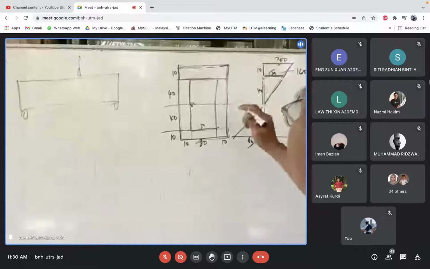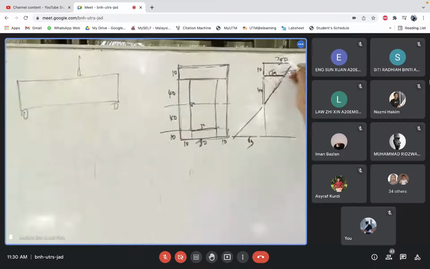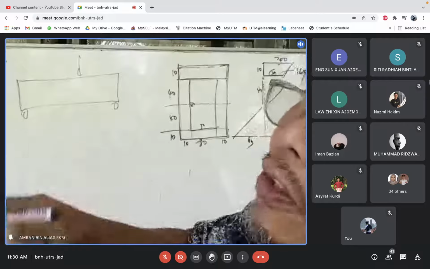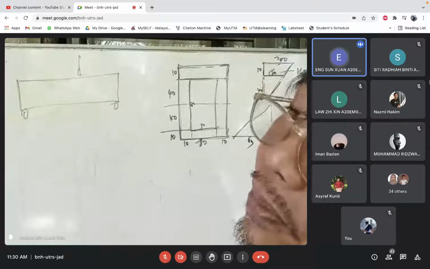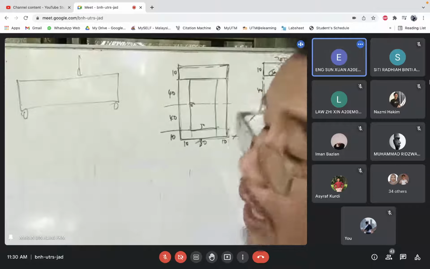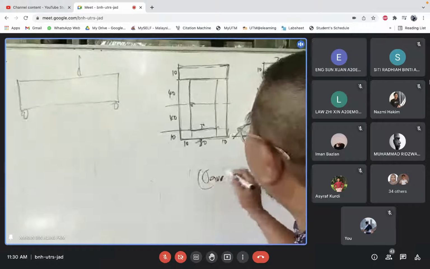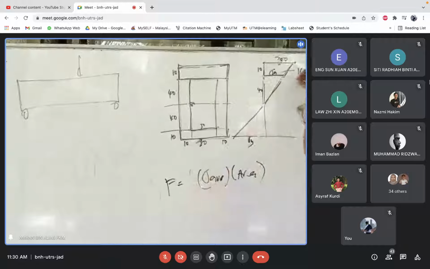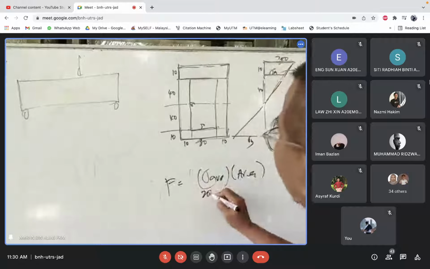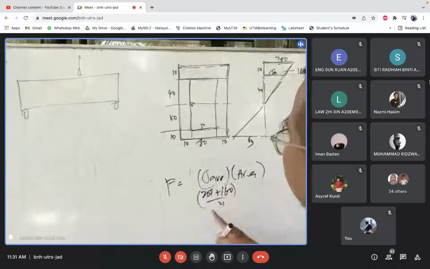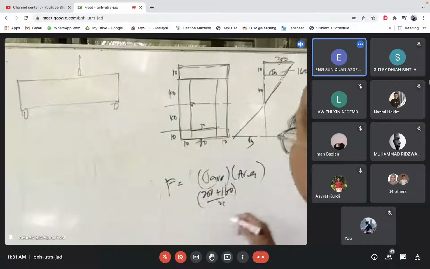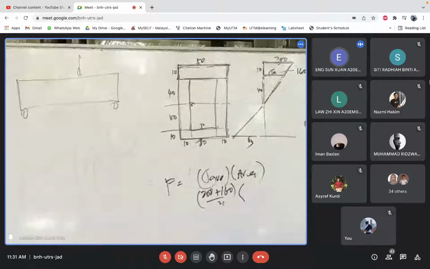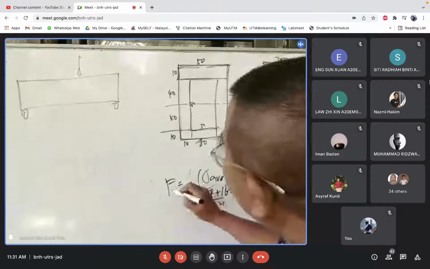160. Now, you see that 200 here and 160 there. You can find the average. Remember, the force is sigma average times area, right? So to solve that force, no problem, because 200 plus 160 divided by 2, you get the average. And the area you got here, 10 times 50, right? Yes. No problem.